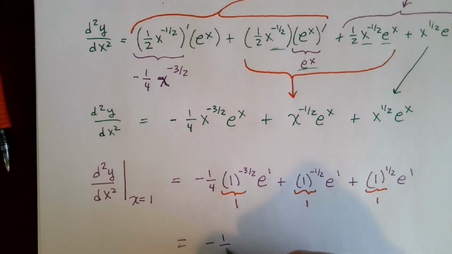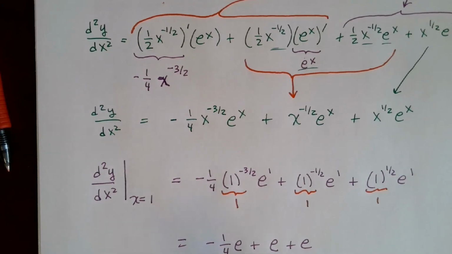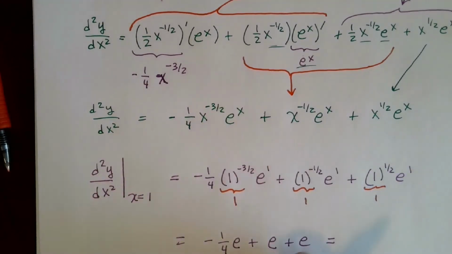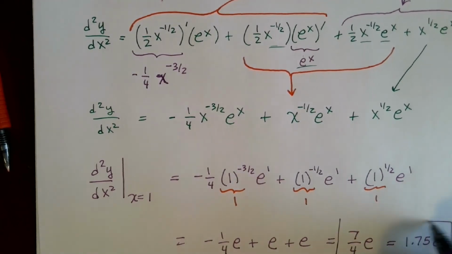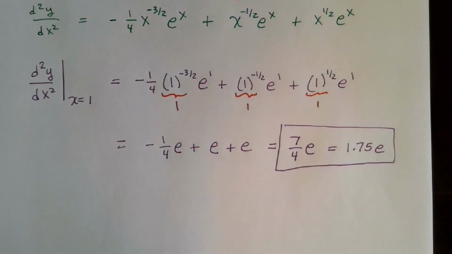So this is negative 1/4 e plus e plus e, which equals, e plus e is 2e plus a negative 1/4 e is 7/4 e, or 1.75 e. And that's what we want. We want an exact answer. You can approximate that with your calculator, but that's the exact value of the second derivative evaluated at 1, and that's what you want to do.